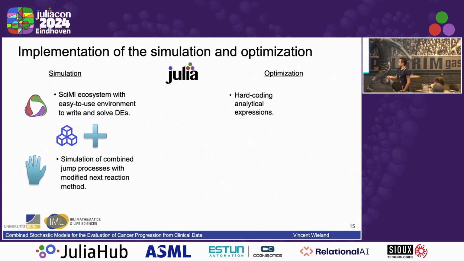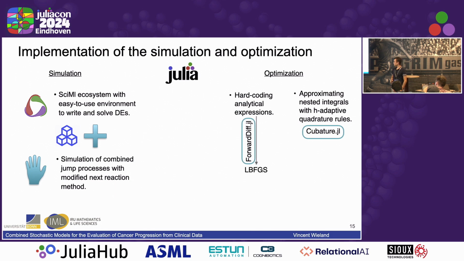And for the optimization, we hard-coded the analytical expressions, or ChatGPT did. We approximated the nested integrals, if we don't have the analytical expression, by a cubature package, so by some adaptive quadrature rules. And if forward-mode differentiation works on our expressions, we could use LBFGS. If not, we could use simulated annealing, both from the Optim.jl package, to do the parameter inference, so optimizing our likelihood function. Here's also a side remark, because some of these expressions involve functions which are not able to get derivatives with ForwardDiff, unfortunately.